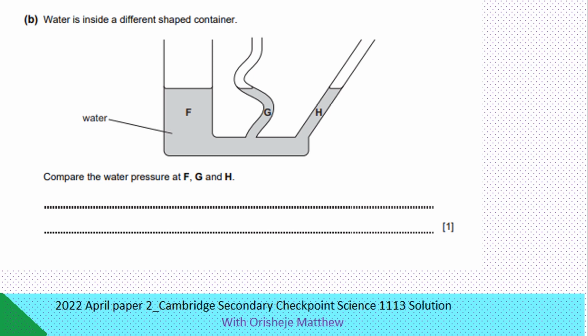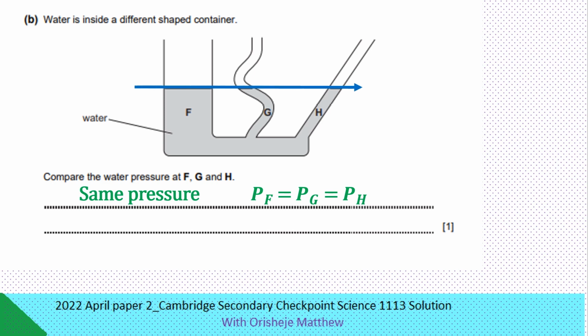Water is inside a different shaped container. Compare the pressure at F, G, H. Same pressure because it's at the same level, so it's the same vertical depth.